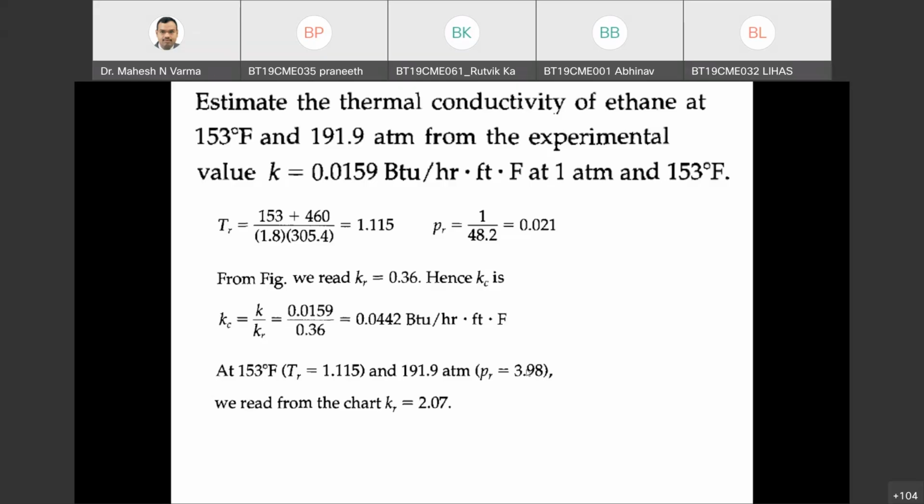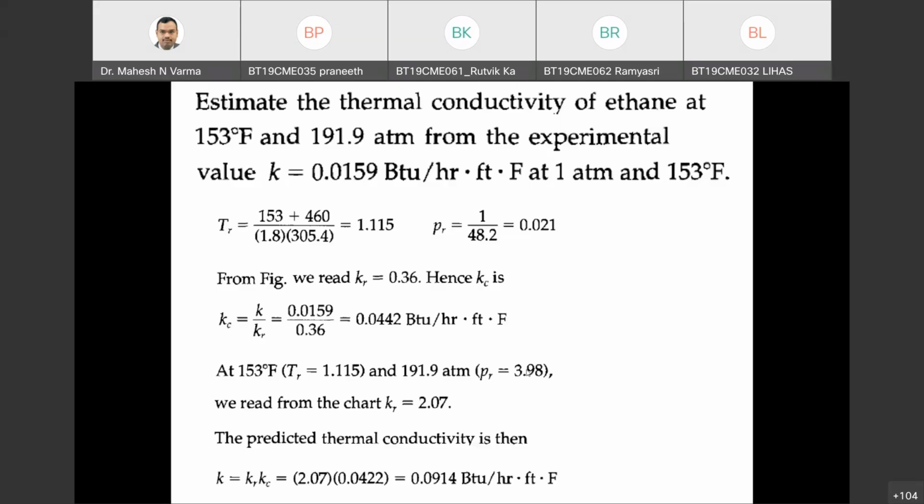Roll number 62, Ramaya Shri. Yes, sir. So what is the thermal conductivity at 191 atmosphere? I got 0.091 BTU per hour feet Fahrenheit.